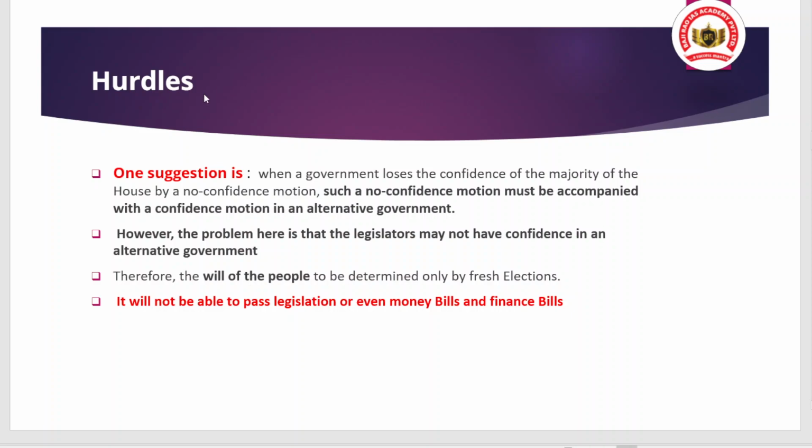Another suggestion proposed for simultaneous elections concerns the case where the government loses the confidence of the majority via a no-confidence motion. A no-confidence motion is a proposal brought in the Lok Sabha or the state legislative assembly to remove the present government.